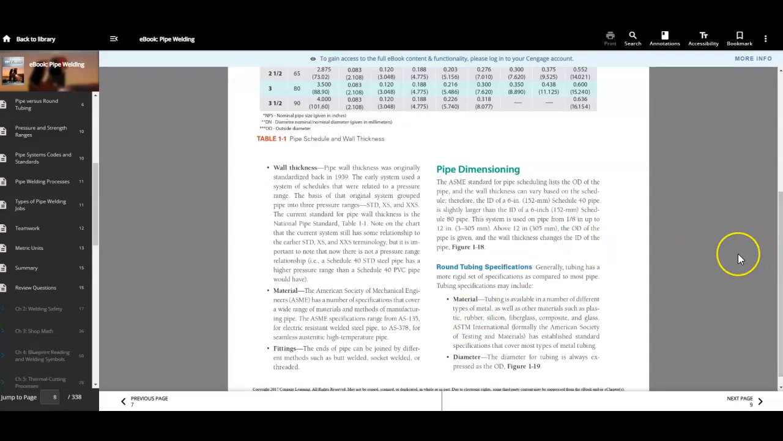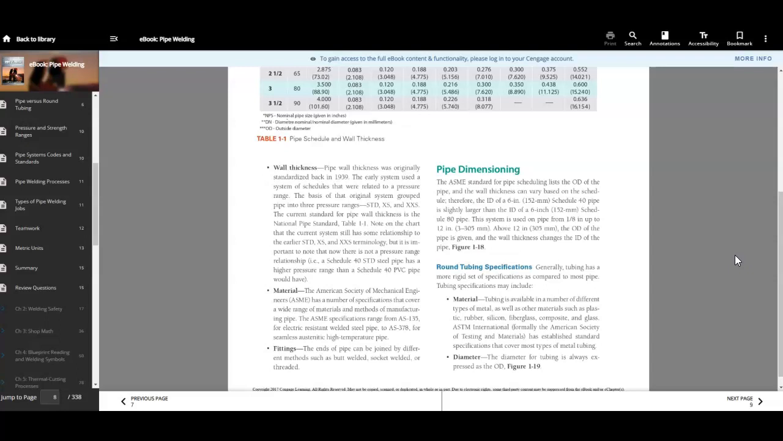Pipe dimensioning. The ASME standard for pipe scheduling lists the outside diameter of the pipe, and the wall thickness can vary based on the schedule. Therefore, the inside diameter of a 6-inch Schedule 40 pipe is slightly larger than the inside diameter of a 6-inch Schedule 80 pipe. The system is used on pipe from 1/8 inch in up to 12 inches. Above 12 inches, the outside diameter of the pipe is given, and the wall thickness changes the inside diameter of the pipe.